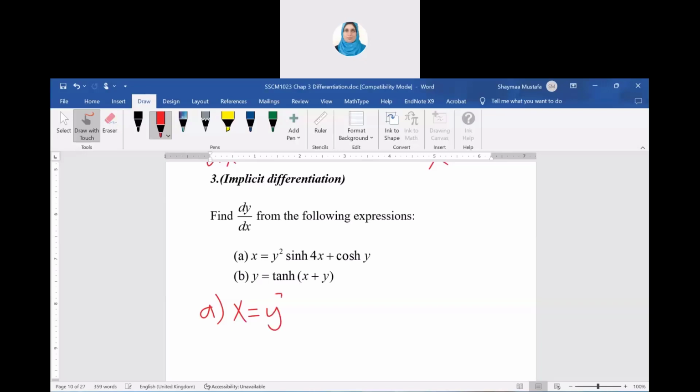x is equal to y squared sine 4x plus cos y, and I need to find dy over dx. The first step, you need to find the derivative for each term. Now I need to find dy over dx. If I find the derivative for x, then just find the derivative. If you find the derivative for y, you need to multiply by dy over dx.